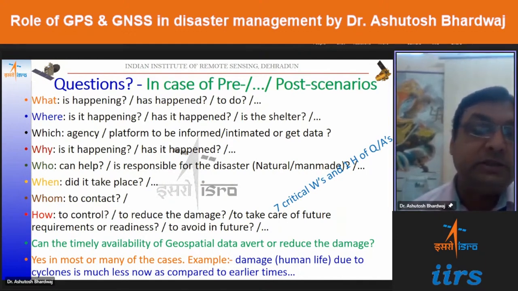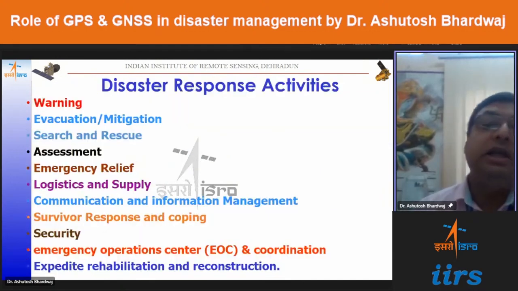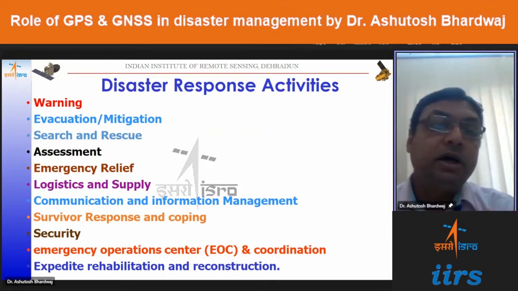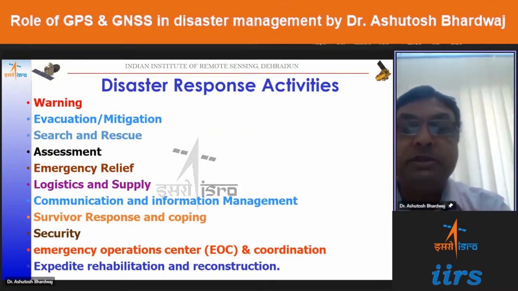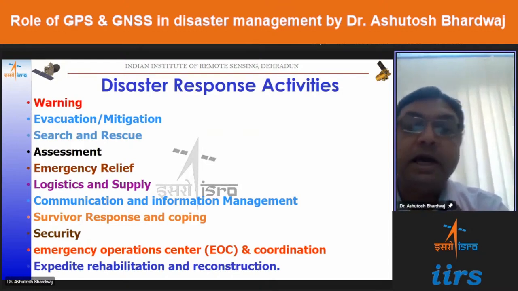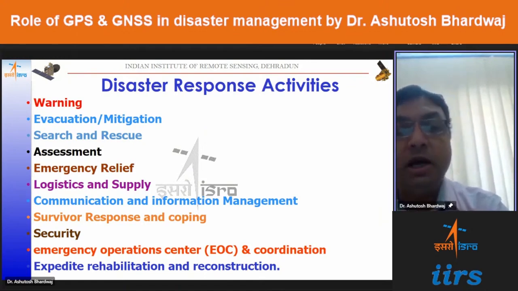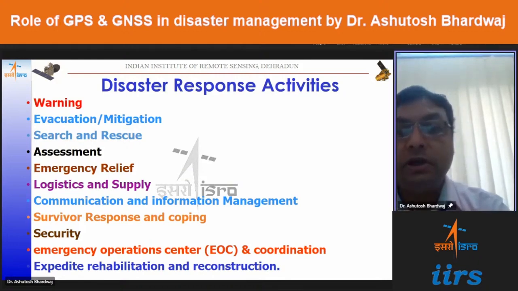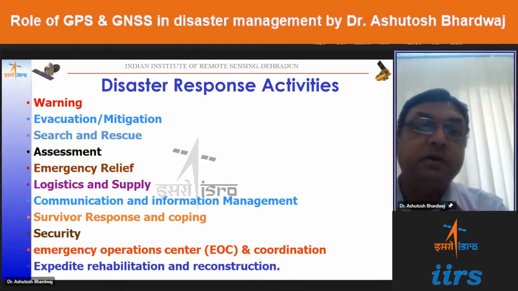If it is not there, as was the case earlier, then we used to have some other estimates, such as from the topo sheets or maybe some other devices like gyroscopes and accelerometers. So they were also being used in the earlier days. However, in today's environment, most things have shifted to the GPS or the GNSS.